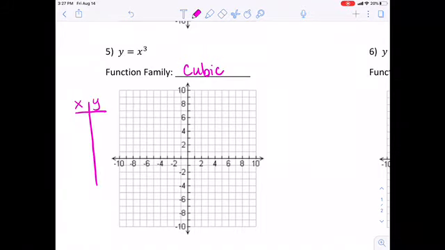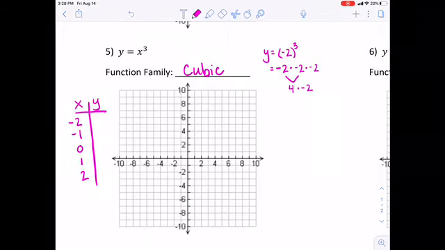And again, I'm going to choose my favorite numbers, -2, -1, 0, 1, and 2. If I put -2 into this equation, I'll have that y equals -2 to the third power. Well, remember that third power just means multiply -2 3 times. So we have -2 times -2 times -2. Well, -2 times -2 is +4. And if I multiply that by -2, I get -8. So when x is -2, y is -8.